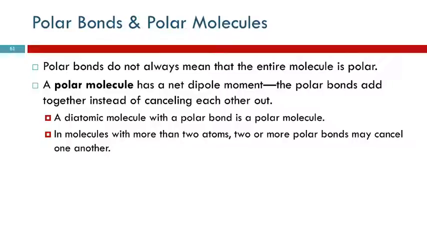If you have a diatomic molecule, diatomic means two atoms, right? So like hydrogen chloride, one hydrogen atom bonded to one chlorine atom. Well, then you can just look and see, if the bond is polar, then the molecule's polar. If you have more than one bond, though, we have to look at the shape of the molecule before we can tell if the entire molecule is polar or not.